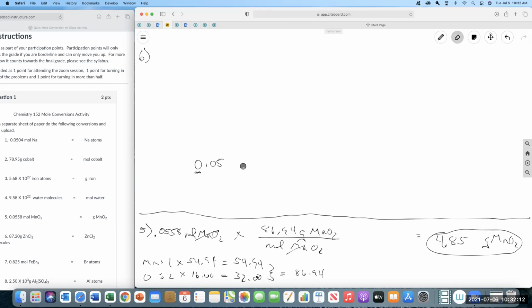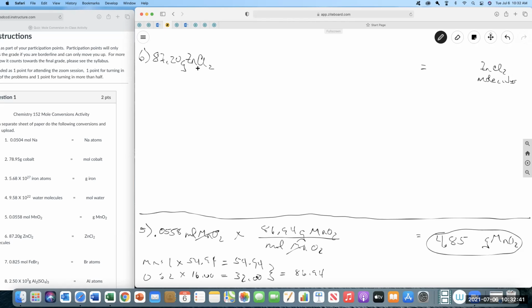Okay, thank you. So number 6, 87.20 grams of zinc chloride. I'm not going to go through the steps on calculating the molar mass again, but you want to verify for yourself that you can get those molar masses that I'm coming up with. So this is going to be ZnCl2 molecules.